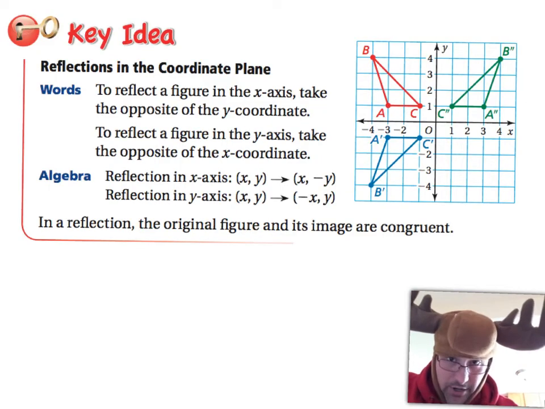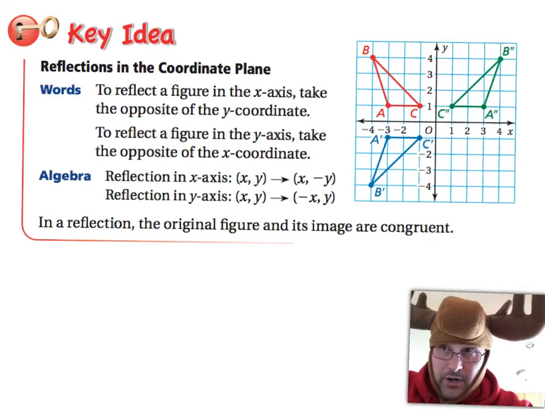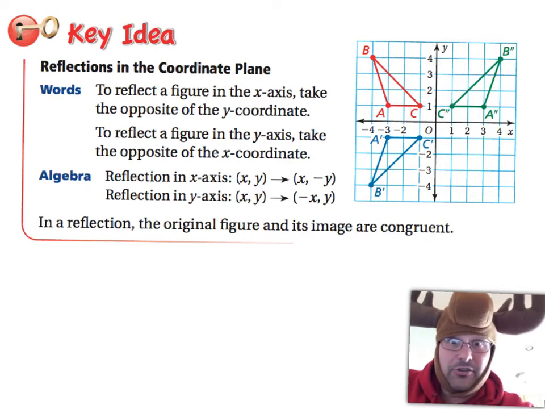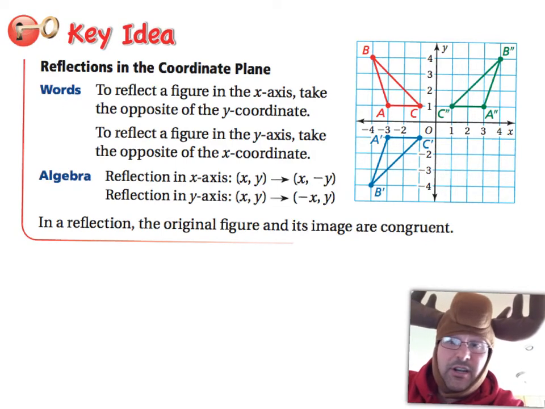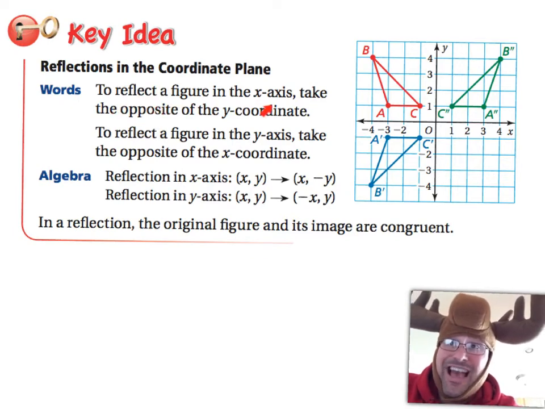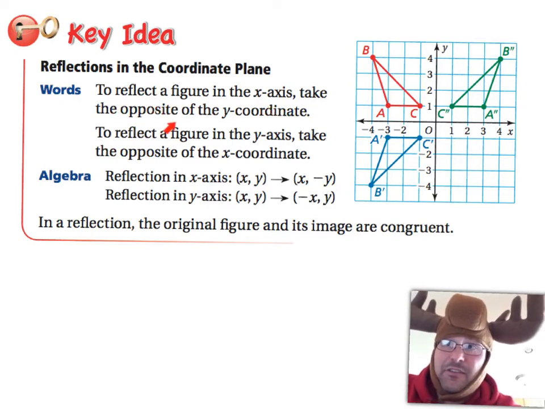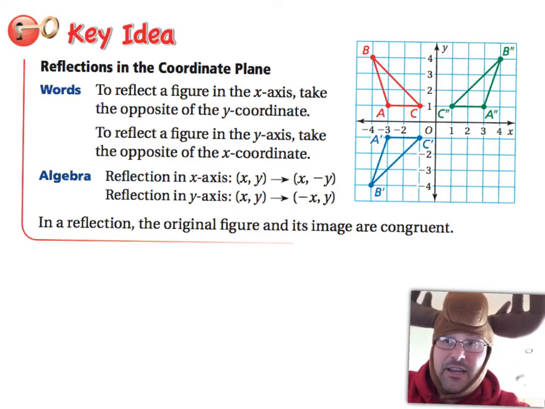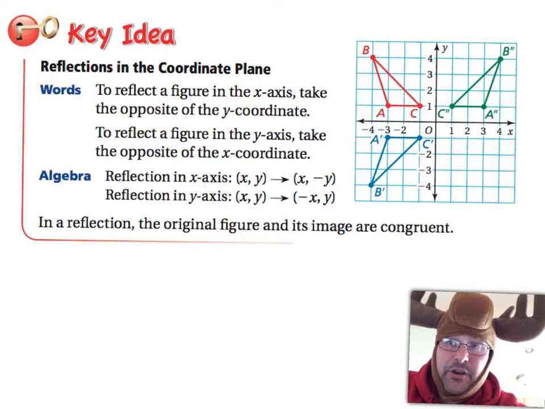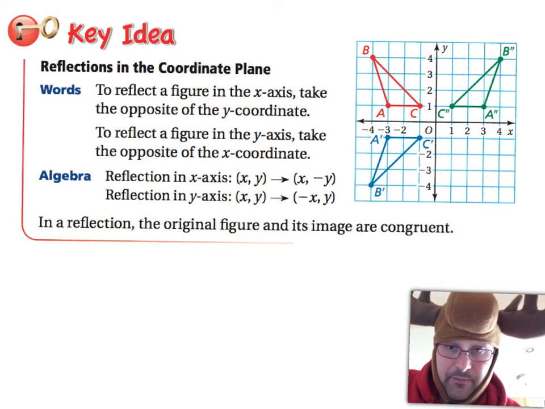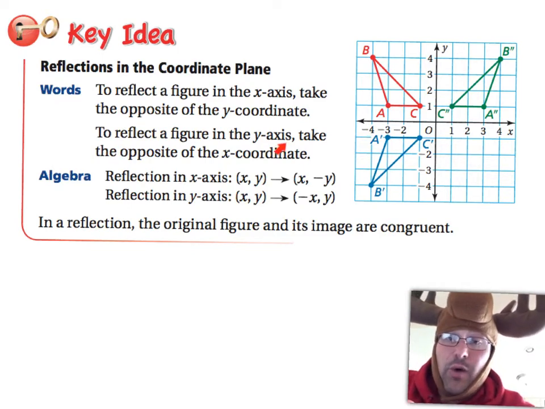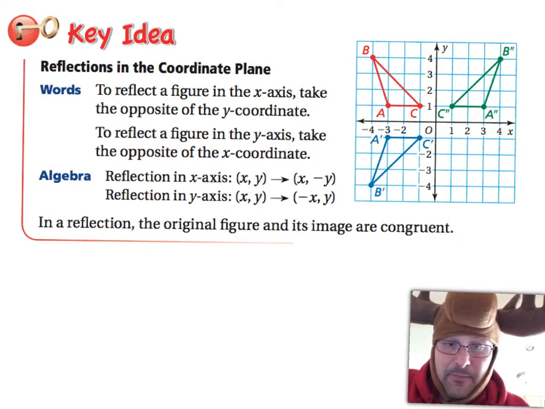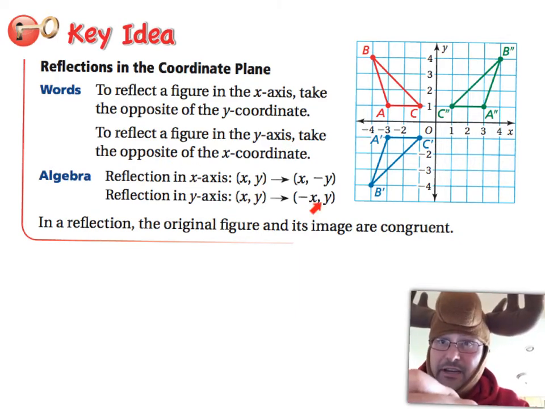So, if we look at our key idea, this is once again where we use algebra. So, in words, to reflect a figure in the x-axis, take the opposite of the y-coordinate. Don't forget that. A reflection in the x-axis. So here's your ordered pair, (x, y). If you want to reflect something over the x-axis, you change the y-coordinate. If you reflect something in the y-axis, you take the opposite of the x-coordinate, (-x, y).